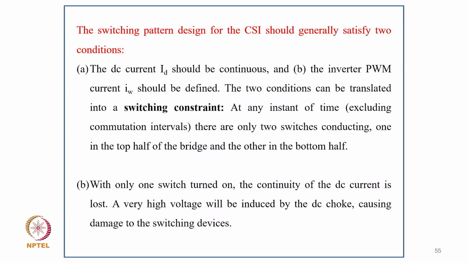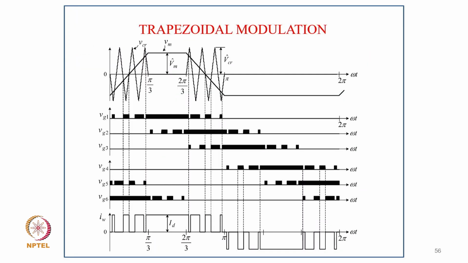These two conditions can be translated into a switching constraint: at any instant of time, excluding the commutation interval, there are only two switches conducting, one in the top half of the bridge and the other in the bottom half. With only one switch turned on, the continuity of the DC current is lost and a very high voltage will be induced by the DC choke, causing damage to the switching devices.